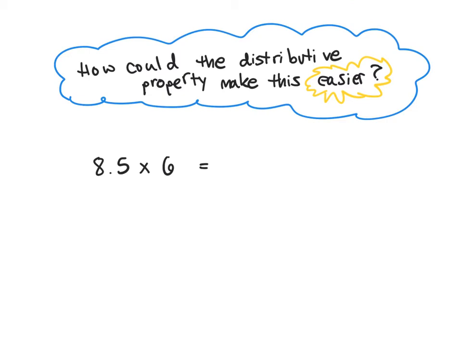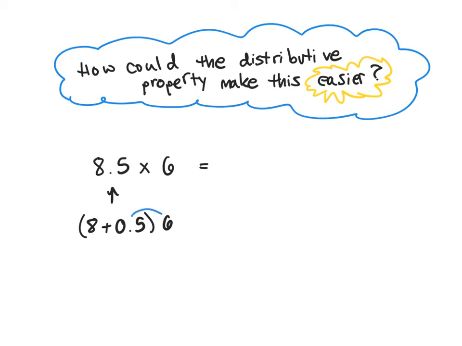So let's think about this 8.5 here. I would call that 8 and 5/10, right? In fact, I could even write it like this if I wanted to. That's just 8 plus 5/10. So let me write it like that. And then of course I was going to multiply 8.5 by 6, which means I'm going to multiply 8 plus 5/10 by 6. The parentheses show that everything inside the parentheses is getting multiplied by 6.